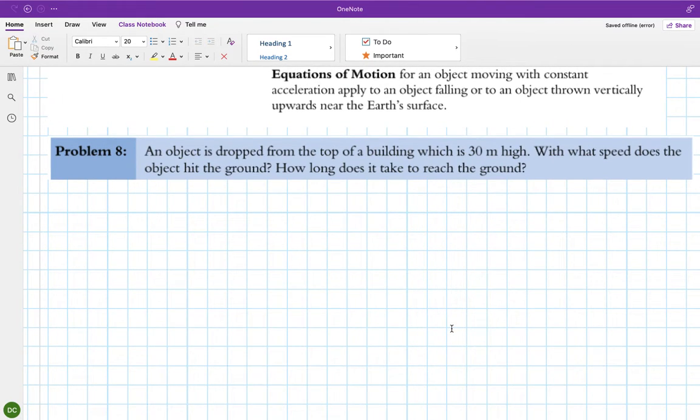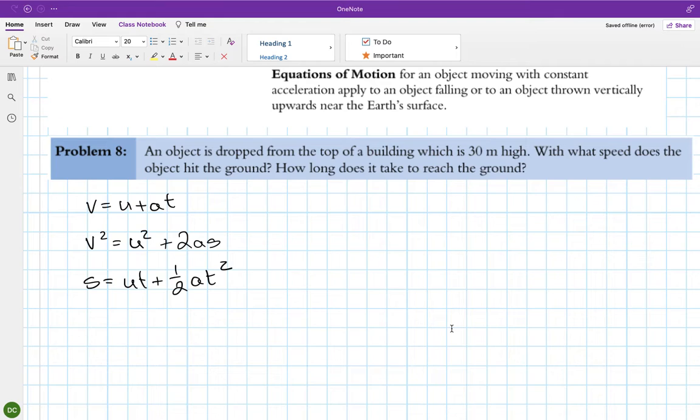And this is using the equations of motion. So our equations of motion are v equals u plus at, v squared equals u squared plus 2as, and s equals ut plus a half at squared. But this time we're talking about vertical accelerations. Okay, so an object is dropped from the top of a building, which is 30 meters high. With what speed does the object hit the ground, and how long does it take to reach the ground?